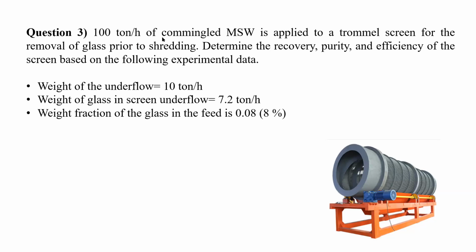This equipment works on the principle of rolling at low speeds, and there are different tumbling motions such as cataracting, cascading, and centrifuging, as you know from your lecture notes. The efficiency and recovery of this equipment change with the tumbling motion. Today, in this third recitation question, we are going to calculate the recovery, purity, and efficiency of this equipment based on the experimental data presented in this question.